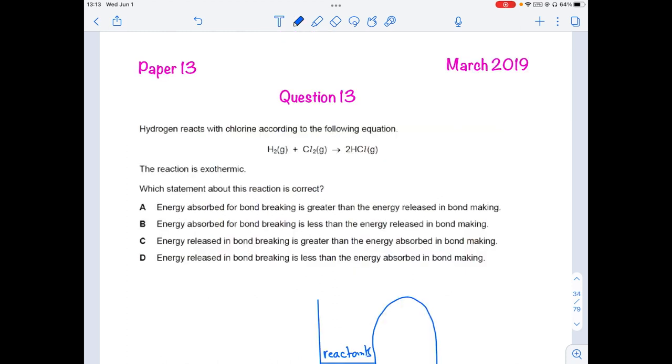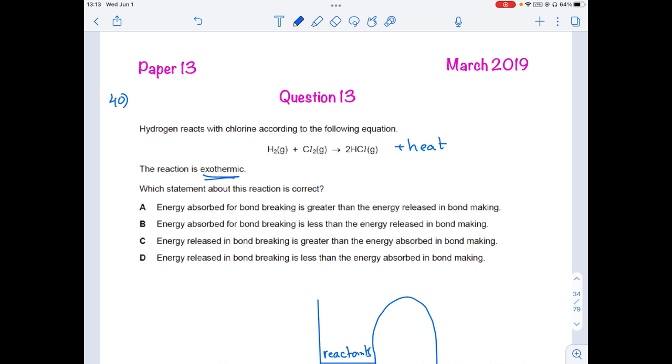Coming to the next question, question number 40, from March 2019, paper 13, question number 13. Hydrogen reacts with chlorine according to the following equation: H2 plus Cl2 gives 2HCl plus heat, because it is an exothermic reaction.